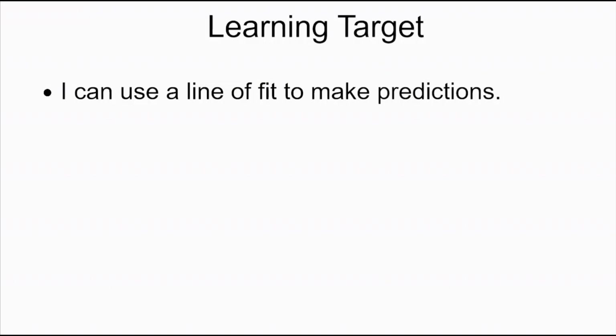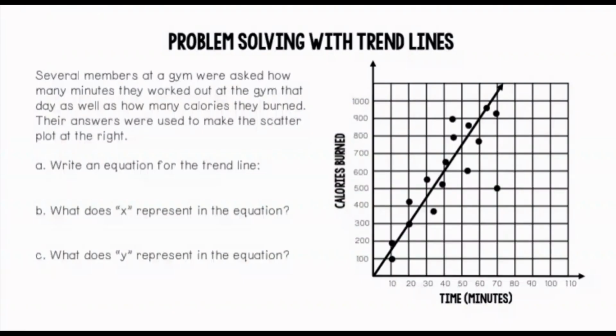Problem solving with trend lines. Our learning target for today is: I can use a line of fit to make predictions. Looking at our first example, several members at a gym were asked how many minutes they worked out at the gym that day, as well as how many calories they burned. Their answers were used to make the scatter plot at the right.